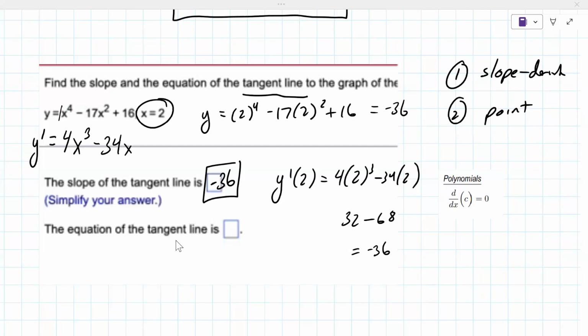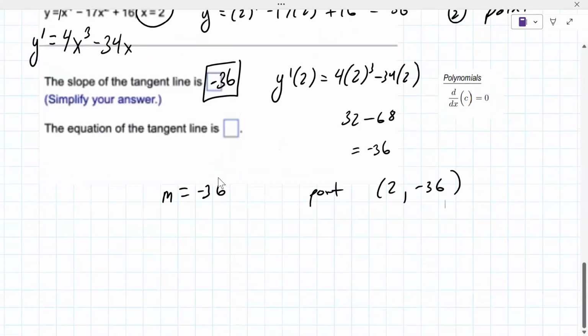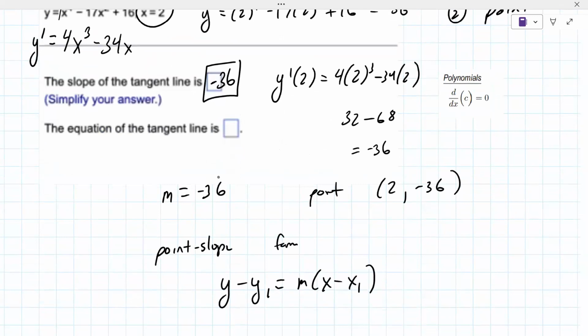We're good on that. So you have a slope of minus 36 and a point 2 comma minus 36. And it does not specify the equation of the line, so you can actually put it in any form. The best form is what's called point slope form, because you don't have to do any work. You've already got it. It's y minus y1 equals m x minus x1.